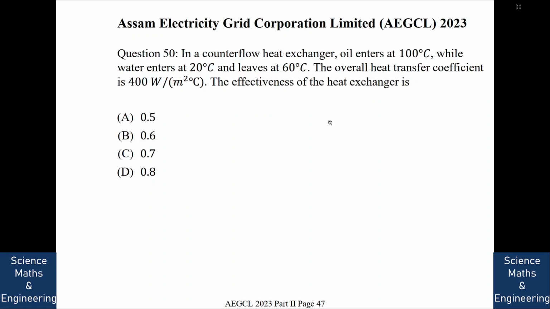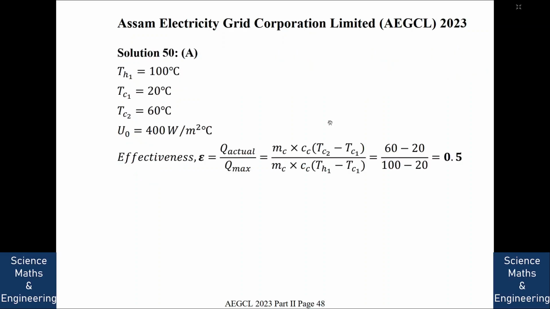In a counterflow heat exchanger, oil enters at 100 degrees centigrade while water enters at 20 degrees centigrade and leaves at 60 degrees centigrade. The overall heat transfer coefficient is given. The effectiveness of the heat exchanger is equal to the actual heat transfer divided by the maximum heat transfer that was possible. The actual heat transfer we can write as mass of the cold water into specific heat of the cold water into temperature of the outlet of the cold water minus temperature of the inlet of the cold water. That is Q actual.